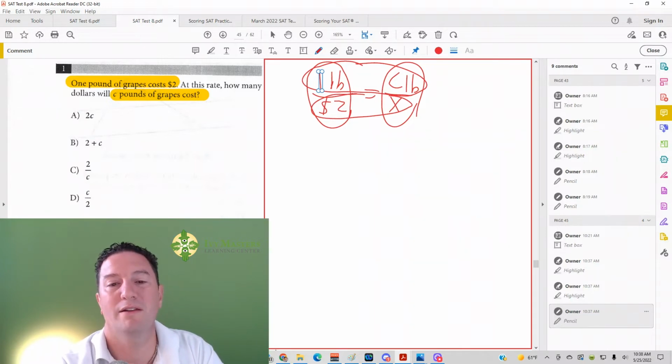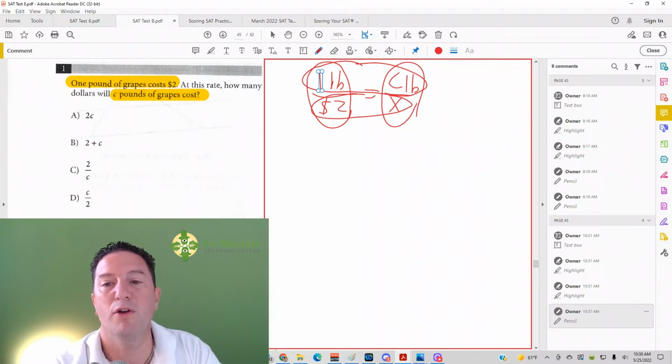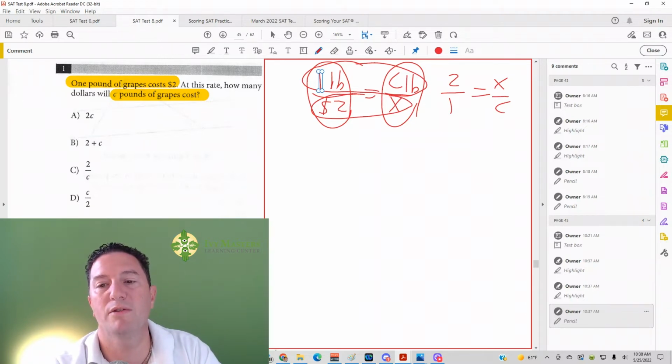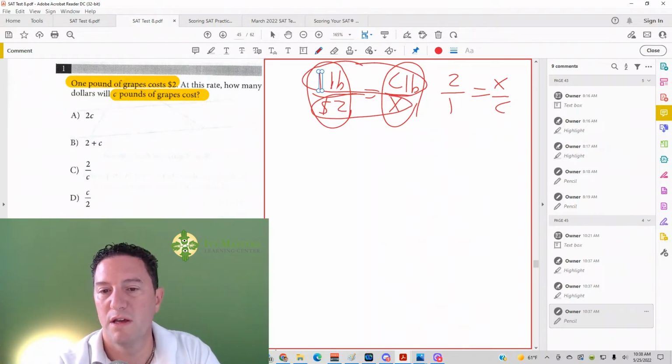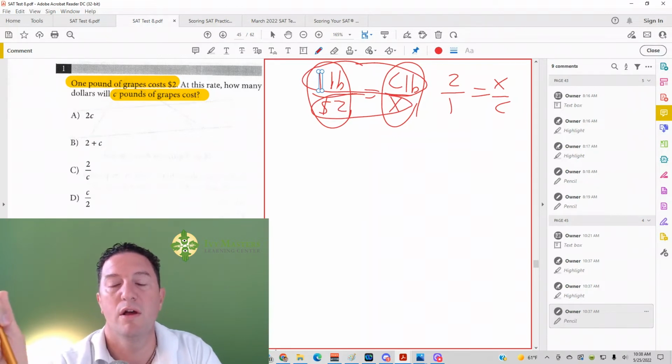There's 4 correct ways to set it up. I could have also flipped this. 2/1 equals X over C. And that's also set up correctly because I still have $2 is 1 pound. Those have a relationship on the left. How many dollars is C pounds? Those have a relationship on the top, the right. The tops are now both dollars. The bottoms are now both pounds.